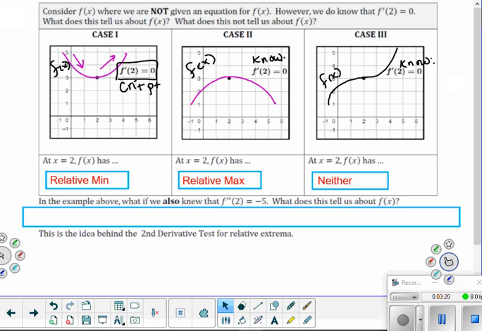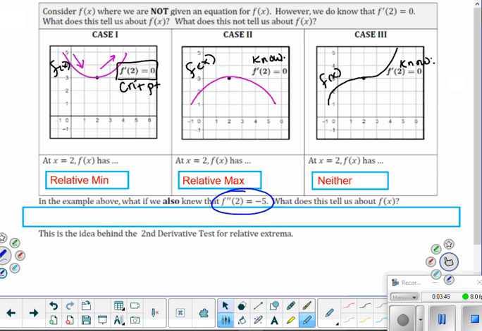What can I figure out about this? In this example, what if we also knew that f double prime of 2 was negative 5? So what if I knew that? What if this piece of information was readily available to me? What does that tell me? Well, which example would that be a case of?